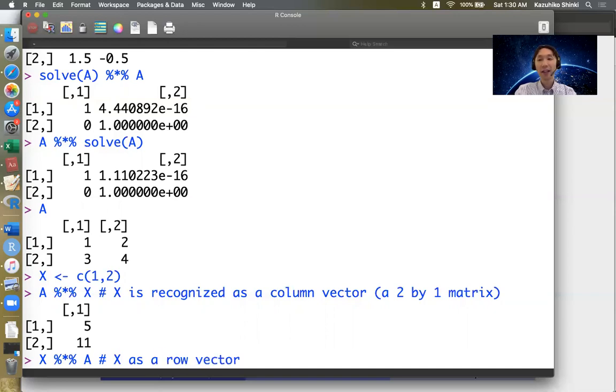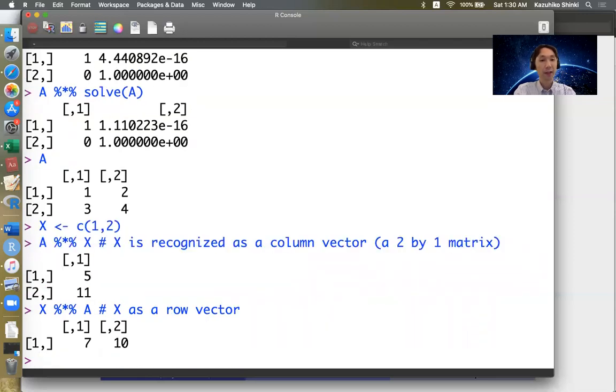So just recognize this vector so that the matrix product is defined. If we regard X as a row vector, we can calculate the matrix product. Then this is 7, 10. You can see X is 1, 2, a row vector. We think about the inner product of this and the first column of A: 1 times 1 plus 3 times 2. So that is 7. And the other one is 10.